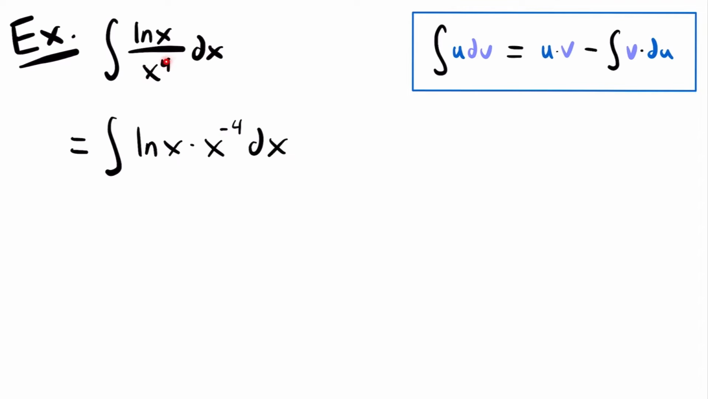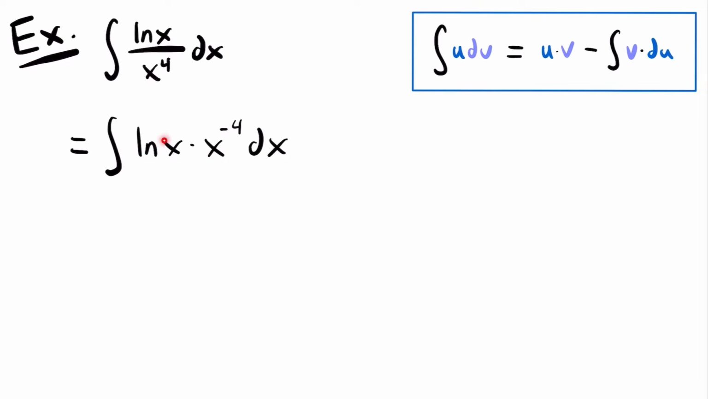We can move this x to the 4th power to the numerator by making that exponent negative. All right, so this is the same integral that we have up here. And now from these two functions, the natural log of x and x to the negative 4th power, we need to choose a u and a dv. Now whatever we set equal to u, it needs to get simpler when we take its derivative. And so let's take a look at each of these functions.